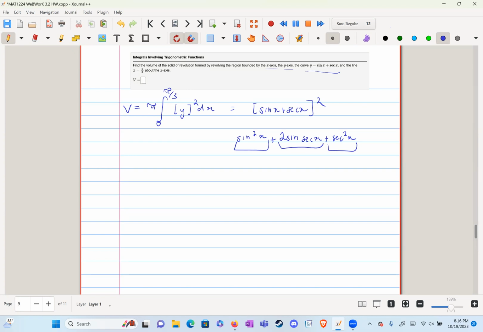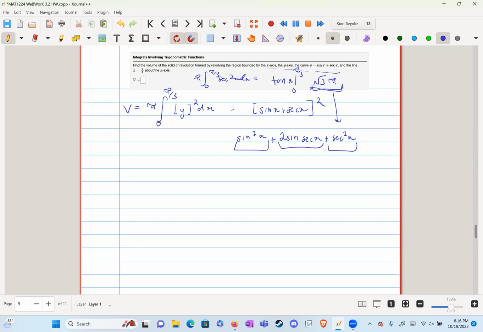So we have secant squared. Very simple: the integral from 0 to pi over 3 of secant squared x dx. Might as well get this one out of the way. That is just tangent x from 0 to pi over 3. That's just going to be square root of 3 times pi. We got that part. That part is done.